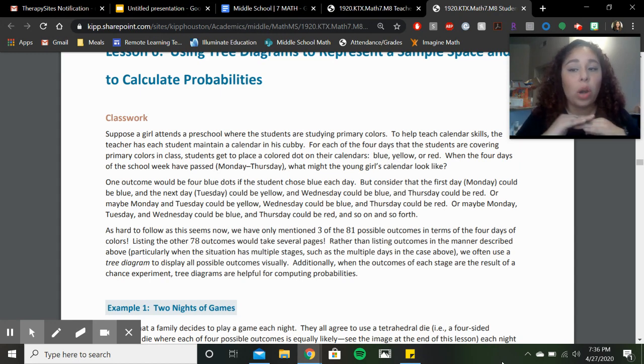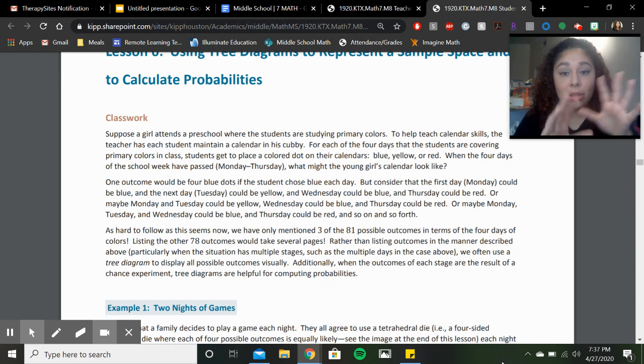it can take forever to list out all the possible outcomes in this scenario and in other scenarios. So it could take pages and pages and pages to list out all the possible outcomes with the different colors and the different dots. Even though there's only 3 options, there's so many different possibilities. So we think about this scenario here, and we think about sample space. Remembering that sample space is all the possible outcomes. So here, all the possible outcomes are the colored dots, which is blue, yellow, or red. There's 3 possible outcomes because there's 3 colors.